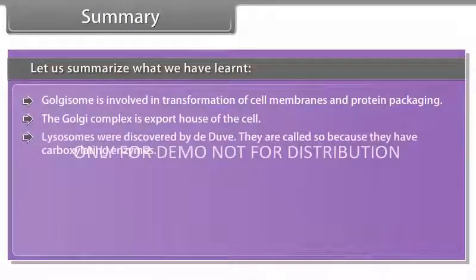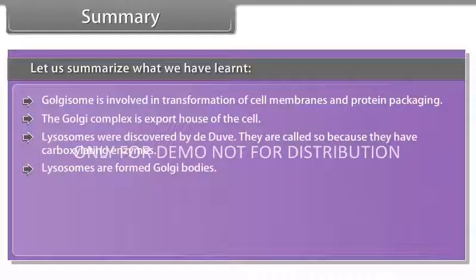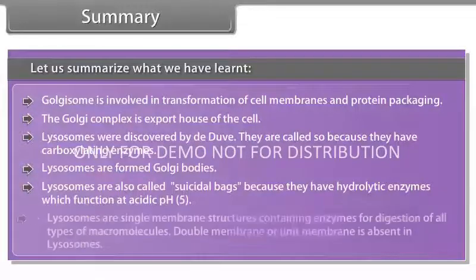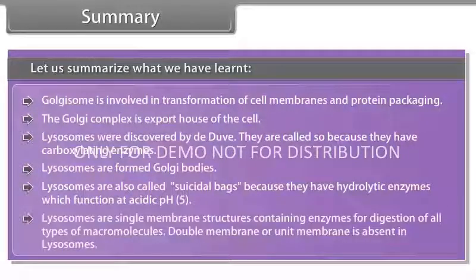Lysosomes were discovered by De Duve. They are called so because they have lytic enzymes. Lysosomes are formed by Golgi bodies. Lysosomes are also called suicidal bags because they have hydrolytic enzymes which function at acidic pH 5. Lysosomes are single membrane structures containing enzymes for digestion of all types of macromolecules. Double membrane or unit membrane is absent in lysosomes.